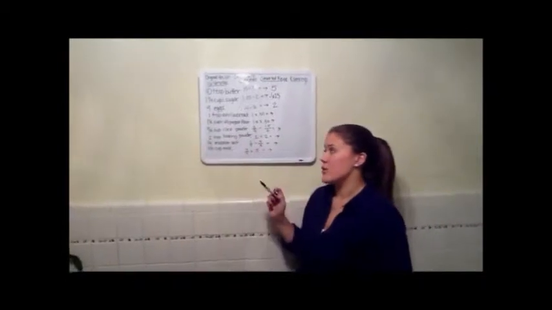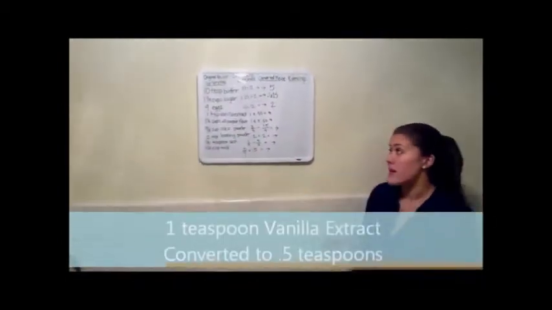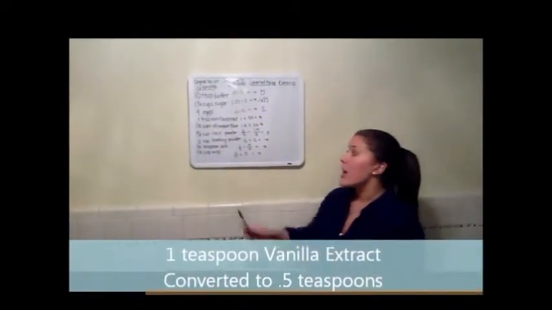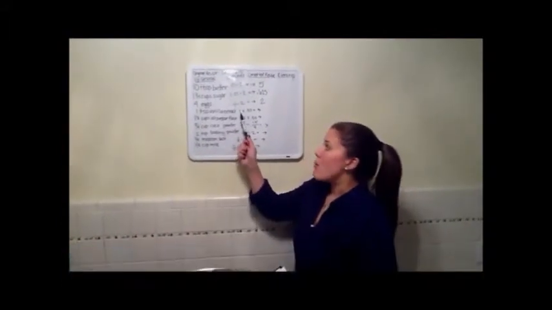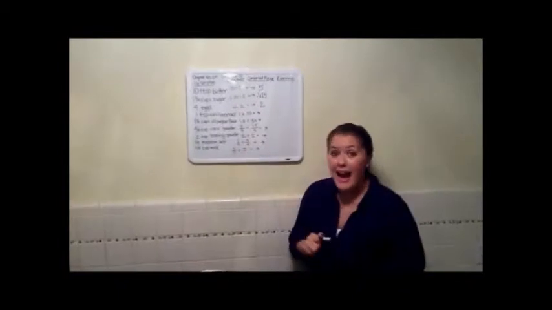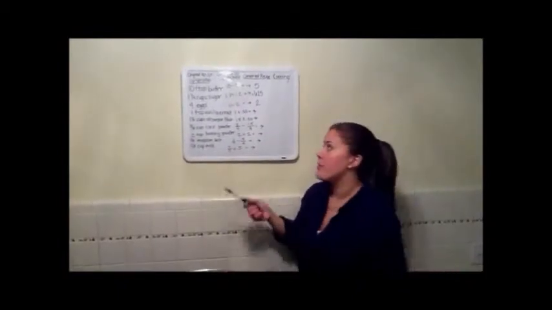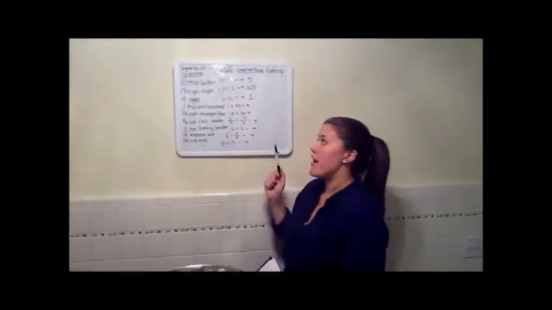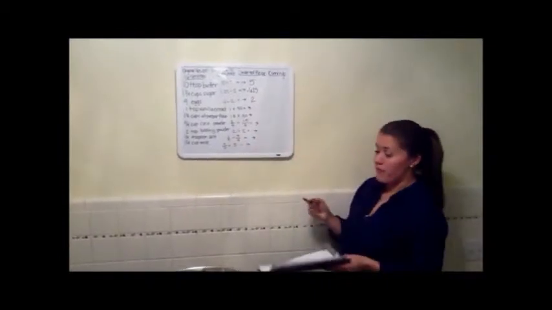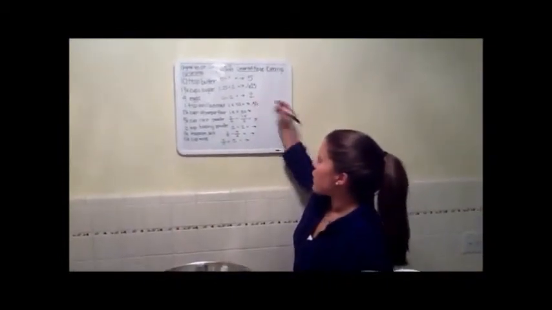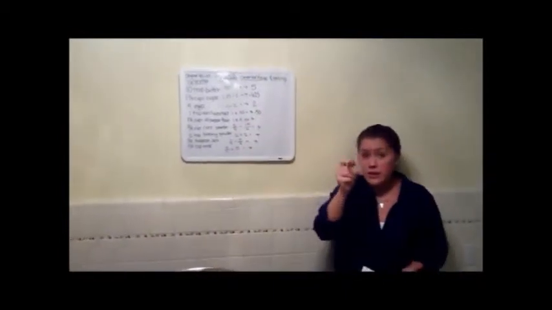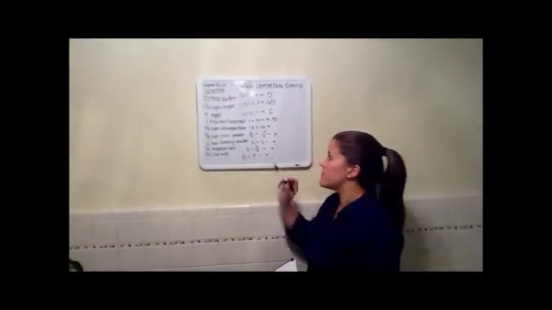Next one is vanilla extract. It calls for 1 teaspoon of vanilla extract. So let's do this. We're going to multiply this time to make it a little different. We're going to take 1 and multiply it by half, because that's what we want. Half of 1 is 0.5. So we have 1 times 0.5. What is that? Correct, 0.50. Everything multiplied by 1 is the same amount.